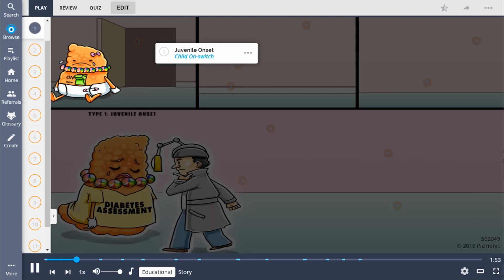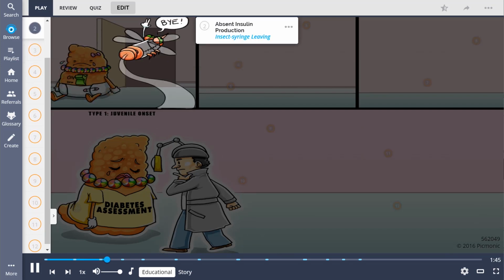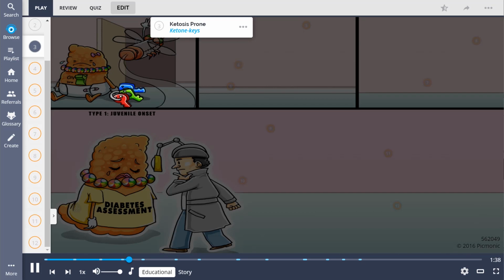It all began in childhood with type 1 diabetes, which commonly has a juvenile onset, shown by the child with the on switch. This type is characterized by absent or minimal insulin production, the insect syringe leaving, and patients are often ketosis prone, shown by the ketone keys the child is playing with.